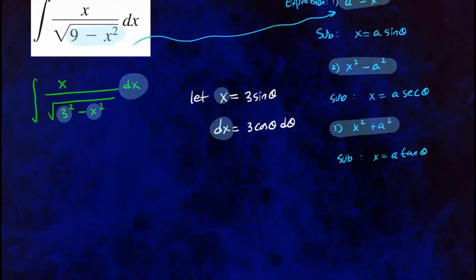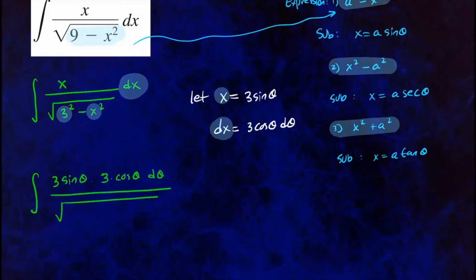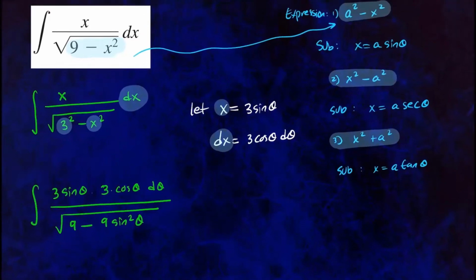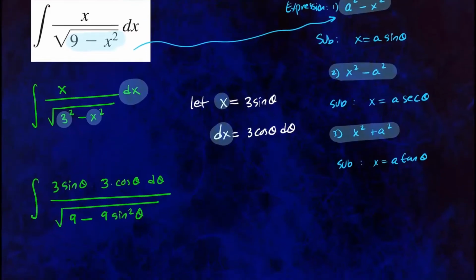Once I make the substitution, my integral becomes, so x is replaced with 3 sine theta. dx is replaced with that piece right there, 3 cosine theta d theta, all over, now on the denominator, we have 3 squared, that's 9, minus x squared. Well, x is 3 sine theta, so that's 9 sine squared theta. So that's what it looks like in our integrand. So you see how we had everything in the x variable, we translated into a different variable. Now we go ahead with integration.